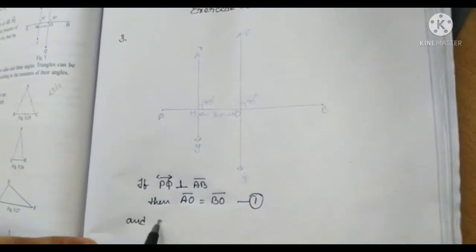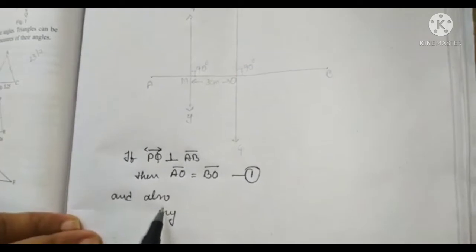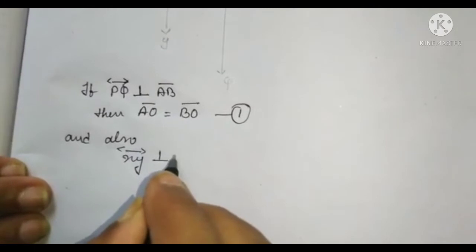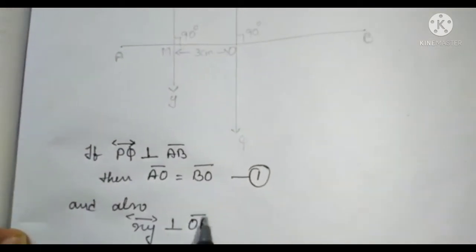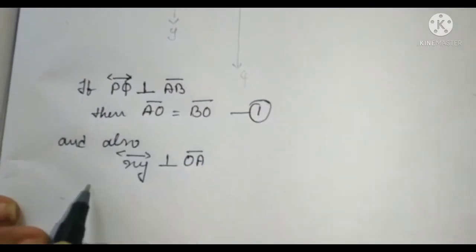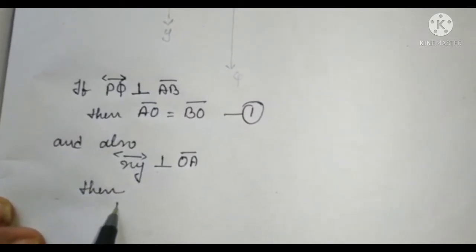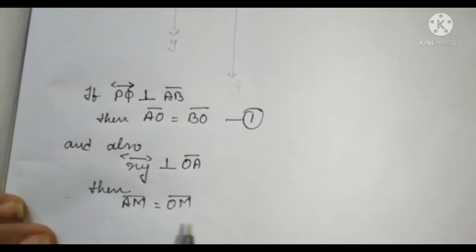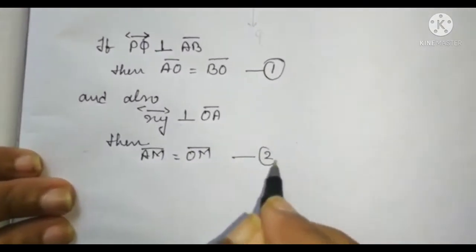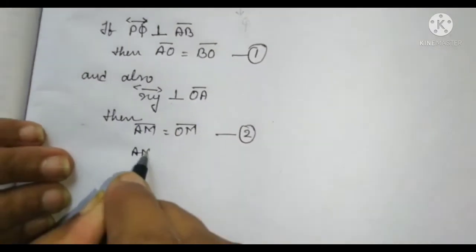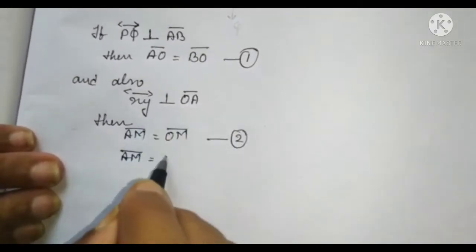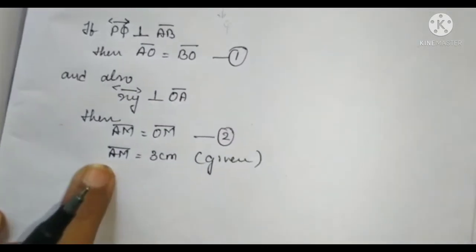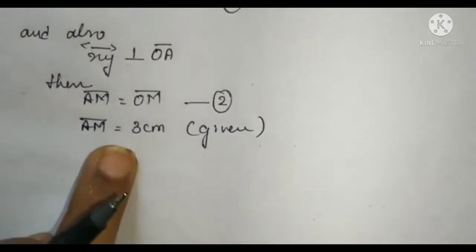And also XY is a line, the perpendicular bisector of OA. So then AM equals OM. AM equals OM is already given. How much is it? 3 centimeters. Now we got it. AM equals 3 centimeters.